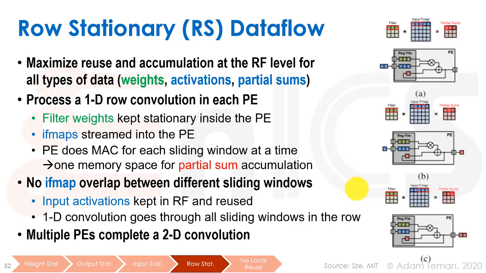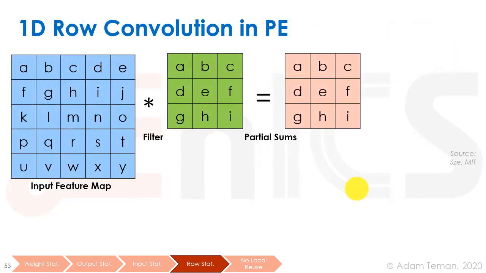There's no overlap between the input feature maps between the different sliding windows. The input activations are kept in the register file and reused, and the 1D convolution goes through all sliding windows in the row. Multiple PEs complete a 2D convolution. So let's see how that works, because it's pretty cool.